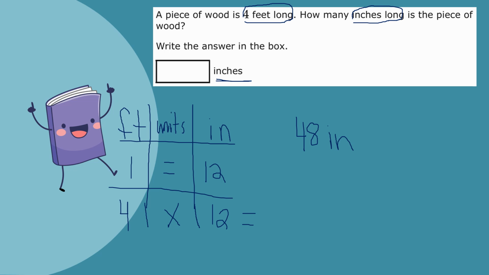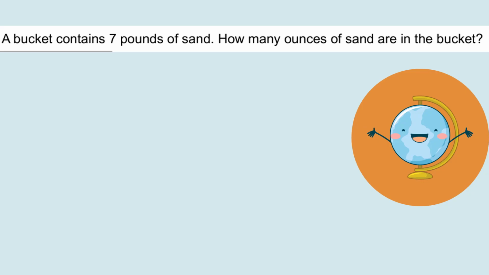All right, let's try another one. Remember, you can press pause, try it yourself, press play, and check your work. A bucket contains 7 pounds of sand. How many ounces of sand are in the bucket?